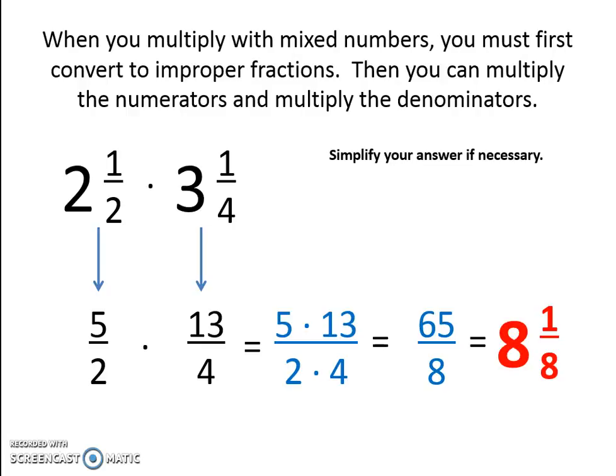Remember, when we want to go from an improper fraction to a mixed number, we would take our numerator and divide it by our denominator, and that goes in 8 times, which is 8 times 8 is 64. So 65 minus 64 is 1, so your remainder becomes your numerator, and you keep the denominator. And that's how we got 8 1/8.